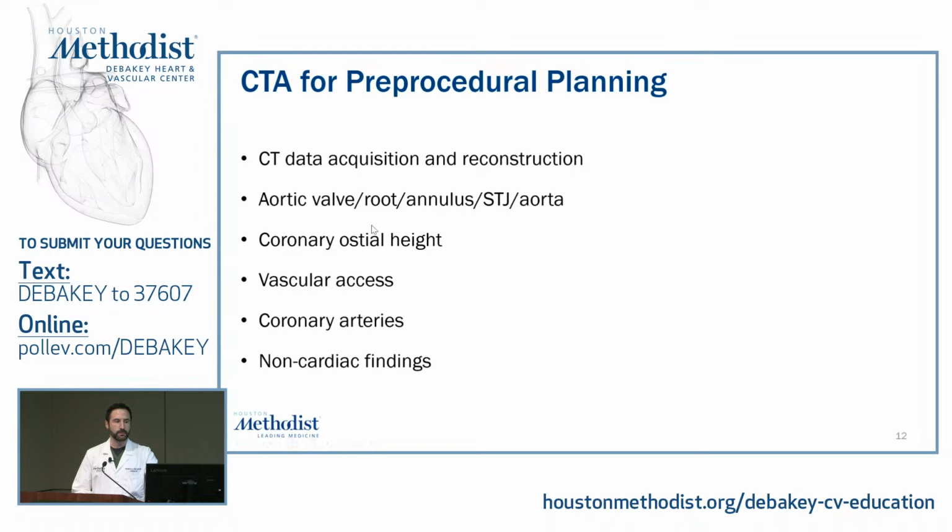We evaluate the aortic valve root, the aortic valve itself, the annulus, and the aorta. We assess coronary ostial heights. We look for vascular access. You can assess the coronary arteries. And lastly, because the imaging plane goes all the way from the thyroid almost down to the pelvis, there are a lot of organs that we can assess, so we can always look for non-cardiac findings.